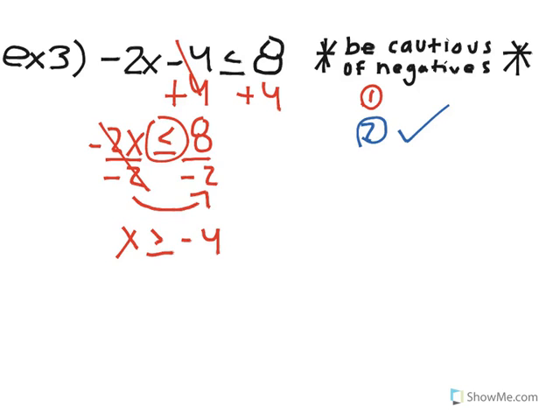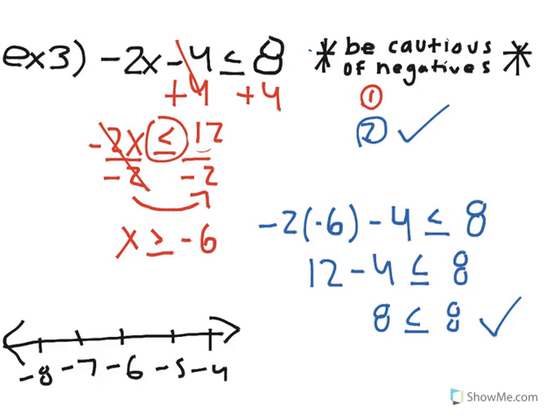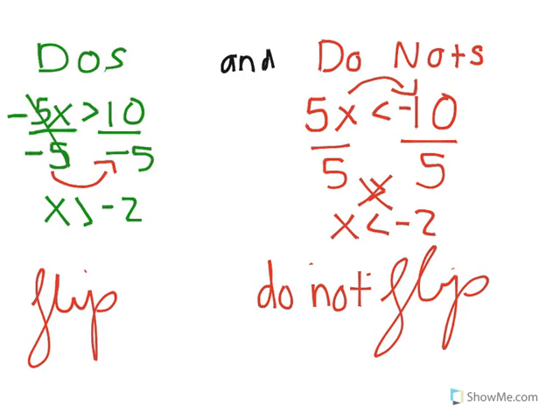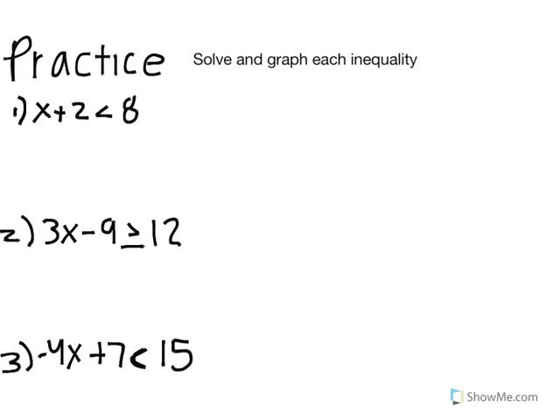So check. So we can use -4 because x can be equal to -4 as indicated here. So -2 times -4 minus 4. Okay, so we have a closed dot because there's an equal to in the sign. And because x is greater than, it's going to go to the right. Okay, awesome. There's our do's and do nots again.